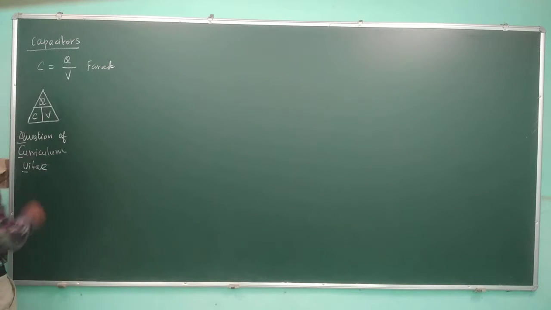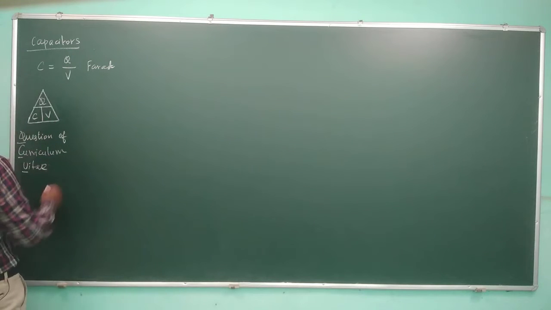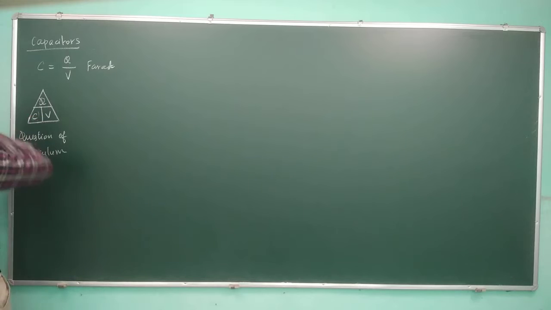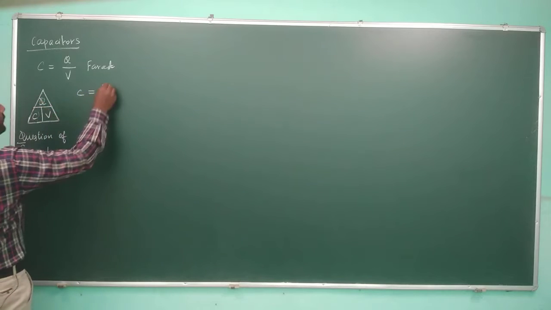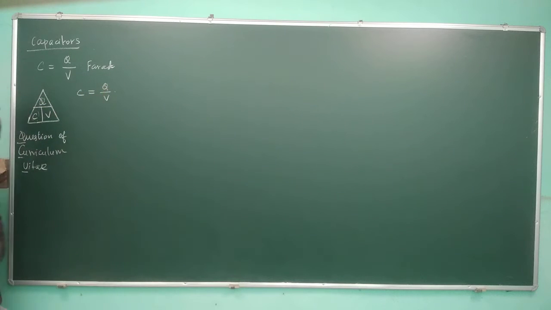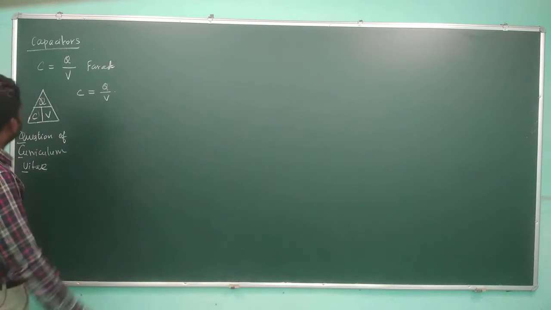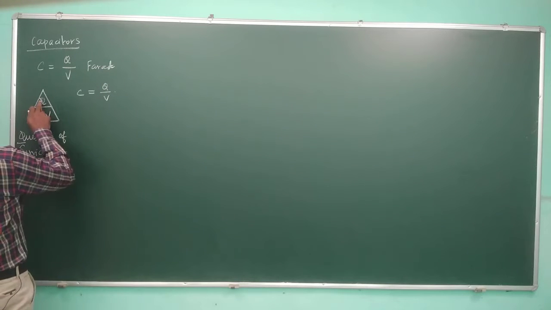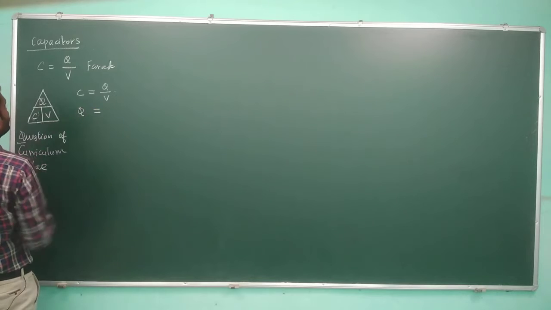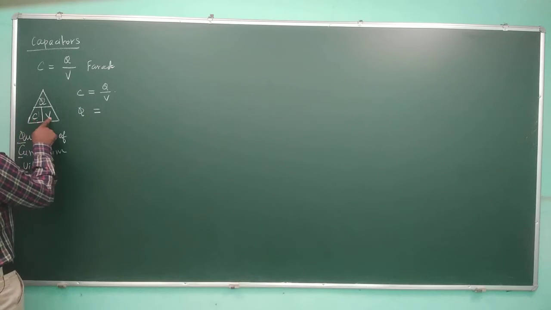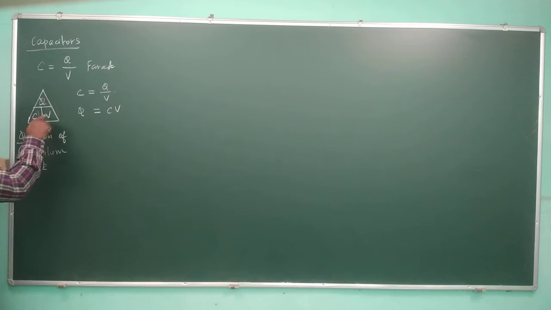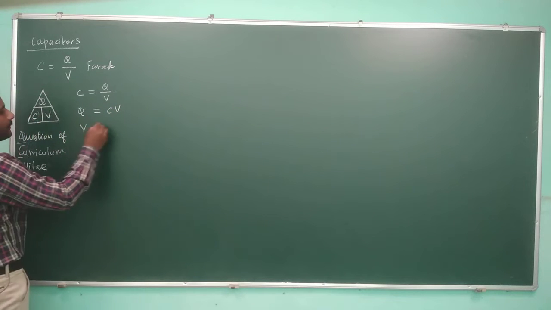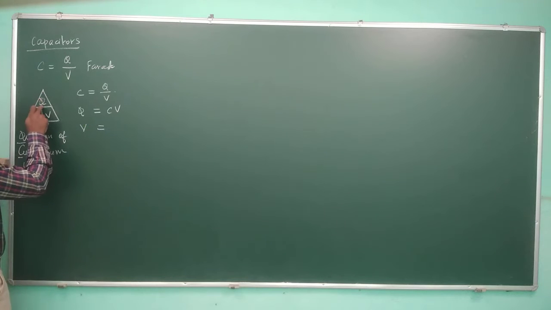Now, whatever quantity you want, suppose you want an equation for C. What is remaining? Q divided by V. So if you want to write the equation for C, you can write Q divided by V. Suppose I want Q, what is that? C multiplied by V. Right? Suppose I want V, so I can write Q divided by C.